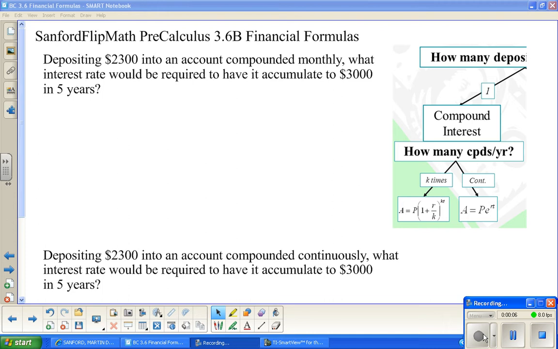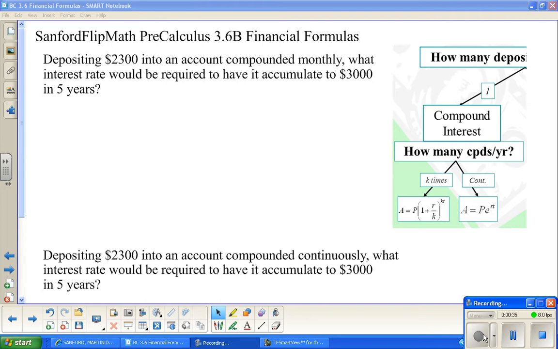We are wrapping up the chapter from Demana, Foley, Kennedy, PreCalculus, 4th or 5th edition. We're wrapping up chapter 3, which is about logarithms and exponential functions, with logistic functions in there a little bit. The focus of this last section is all of the compound interest and annuity formulas. And what I want to do in this video is take a look at some compound interest problems.